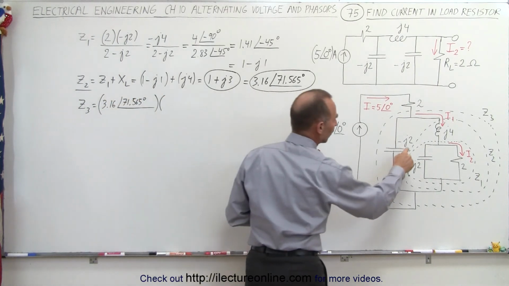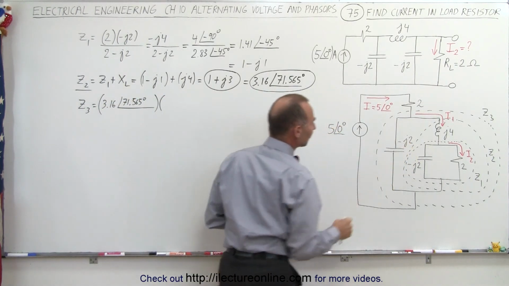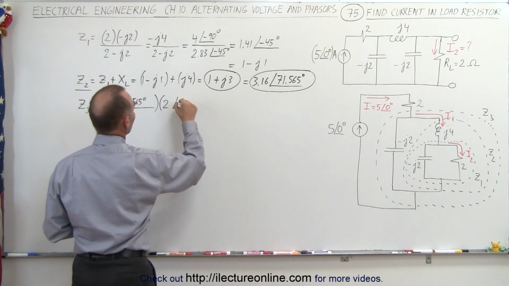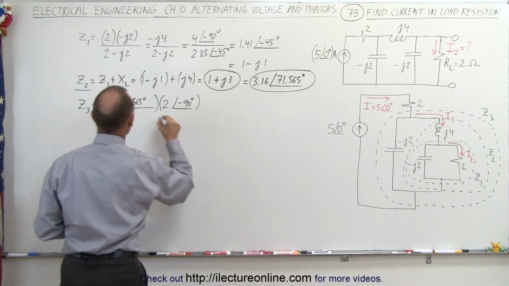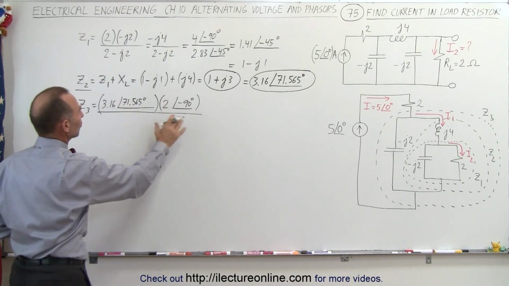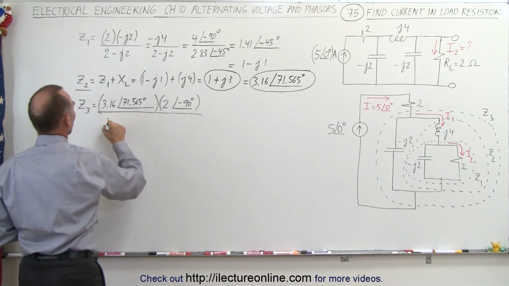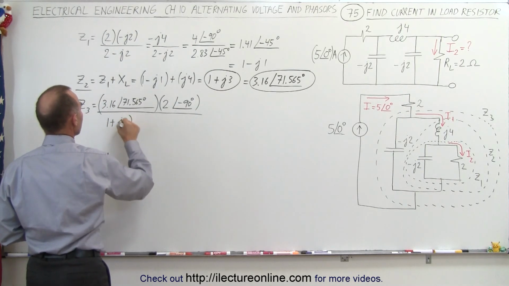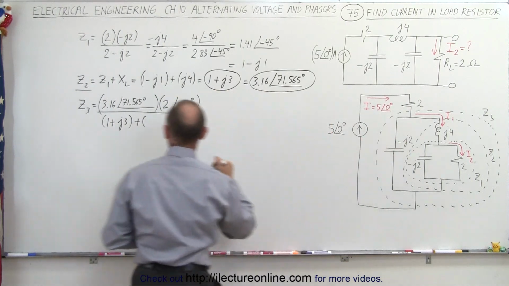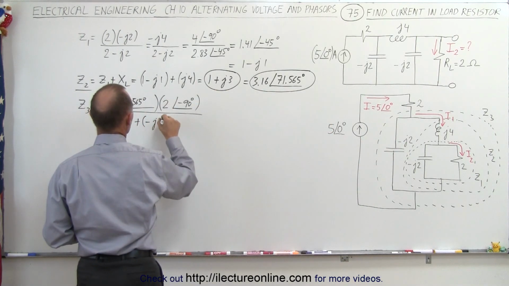Here, let's use this as a magnitude of 2 with a phase angle of minus 90 degrees, because it's a capacitor. So now we divide that by the sum of the two. Now we go back to this format, 1 plus J3, and add that to minus J2.